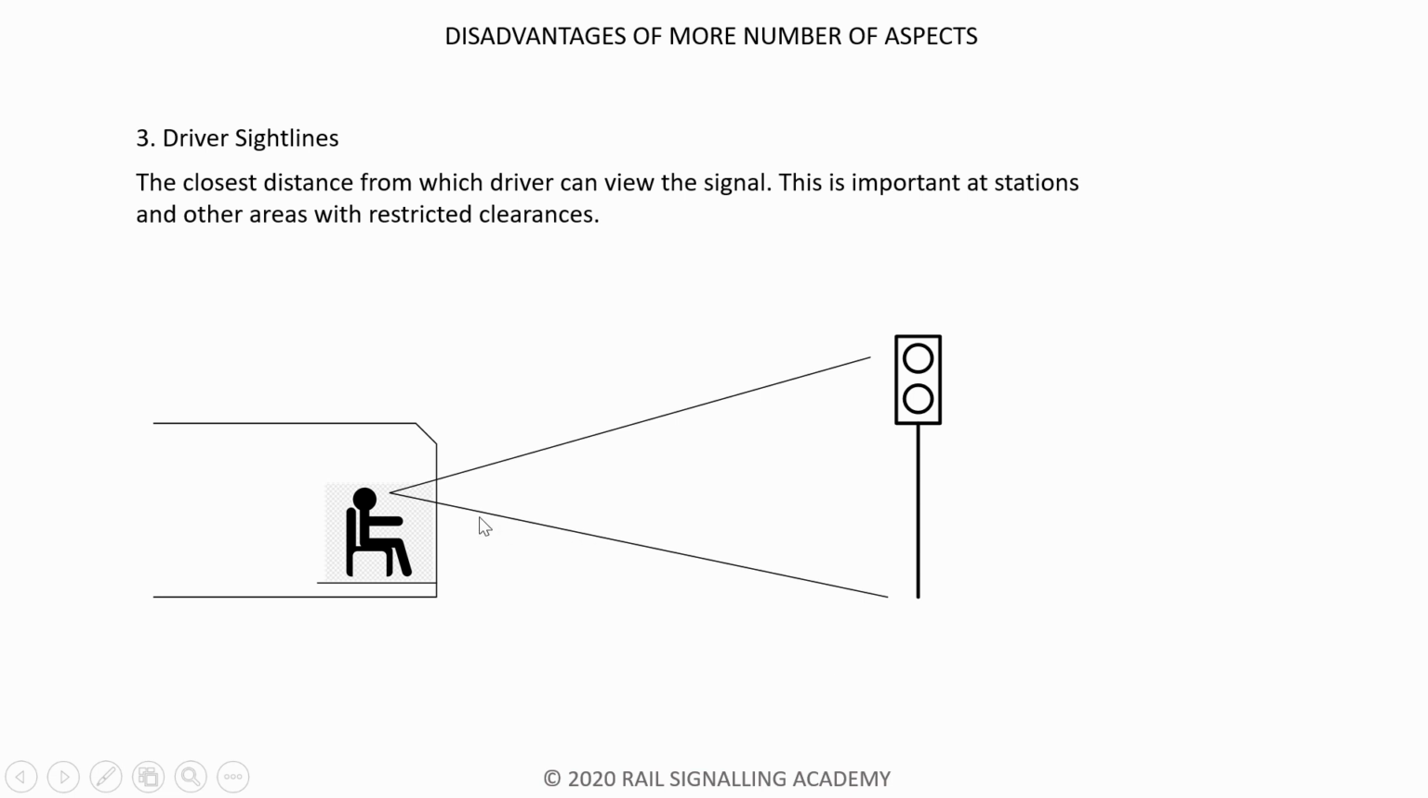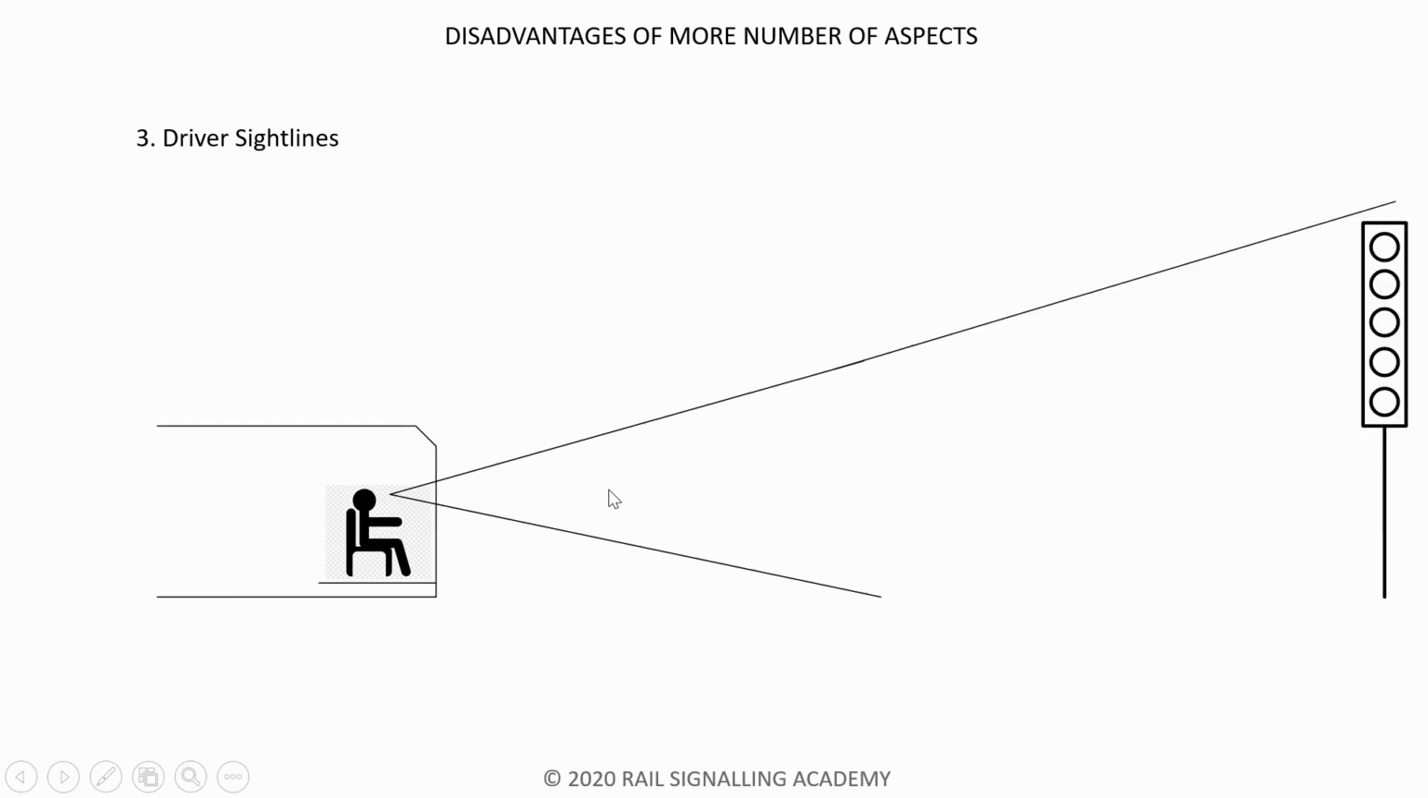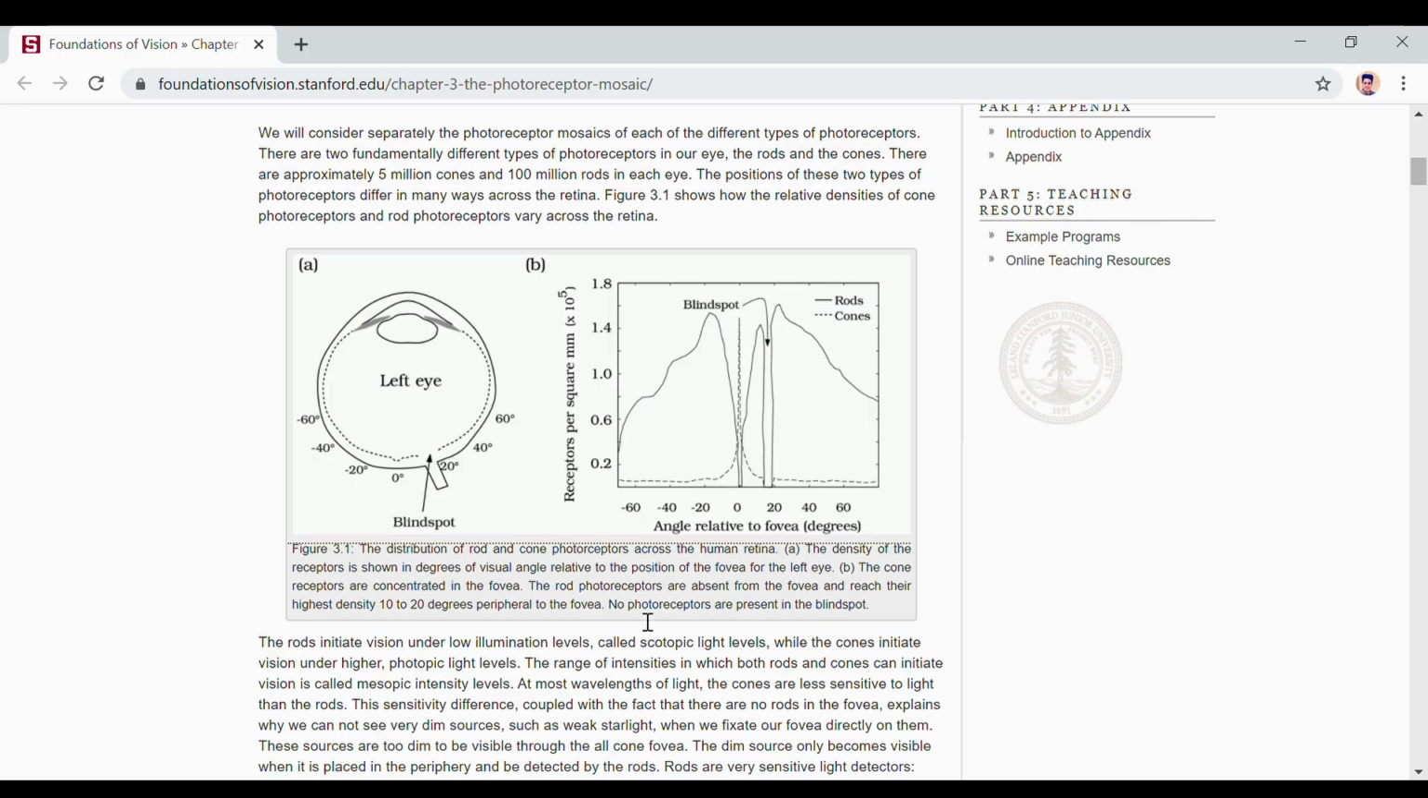Now this driver here is able to view this 2 aspect or 2 lamp signal, but we'll see when you increase the number of lamps, then the driver cannot see the upper 3 lamps, and in order to be able to see those 3 lamps, the signal has to be far enough so that all the 3 lamps are in the vision of the driver. What that means is that now my signal has to be really far, and like I said, when there's restricted clearance like stations and other areas, then there's not a lot of room to relocate the signal. I'm digressing a little bit here.